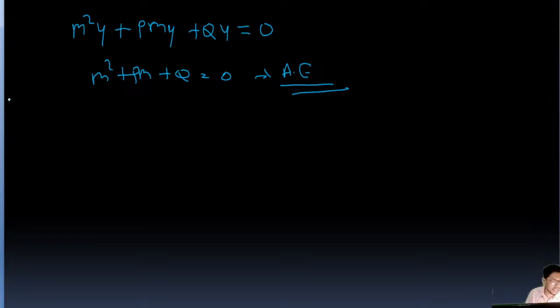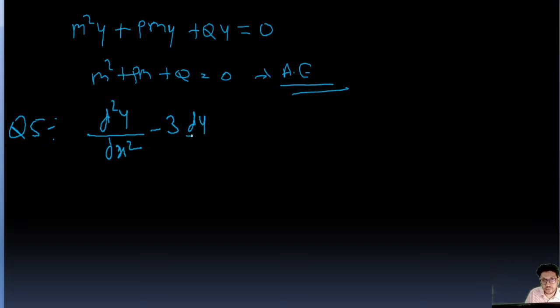I'll give one example. I'll solve a question, then it will be clearer to you. Question number 5: d2y over dx square minus 3 dy over dx plus 2y equal to 0. You need to solve it.